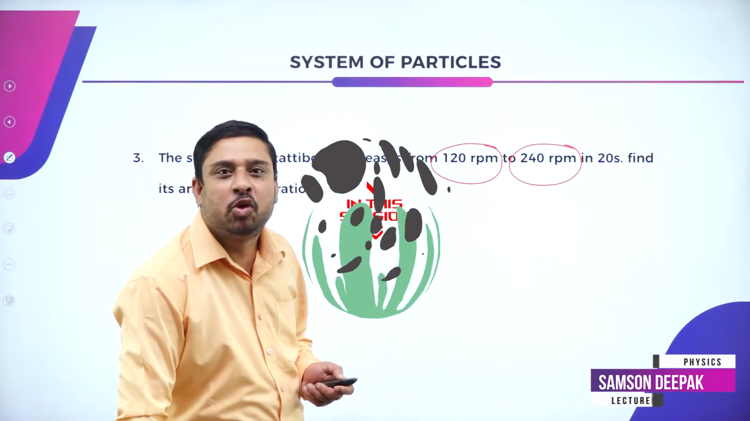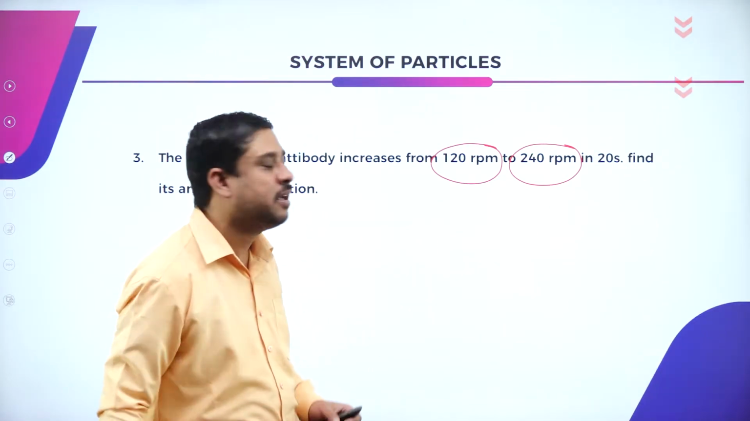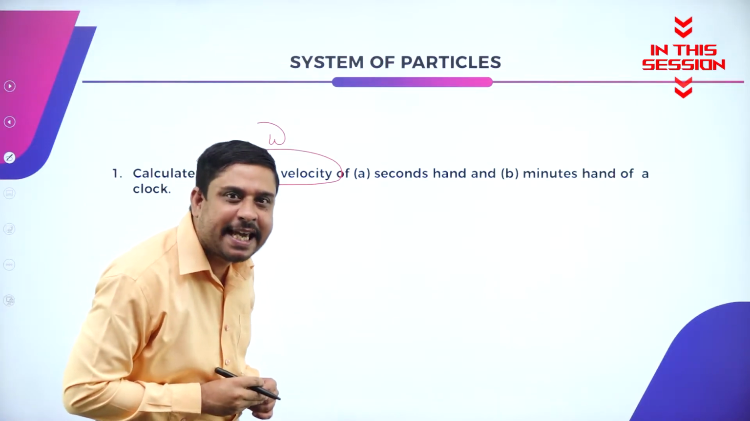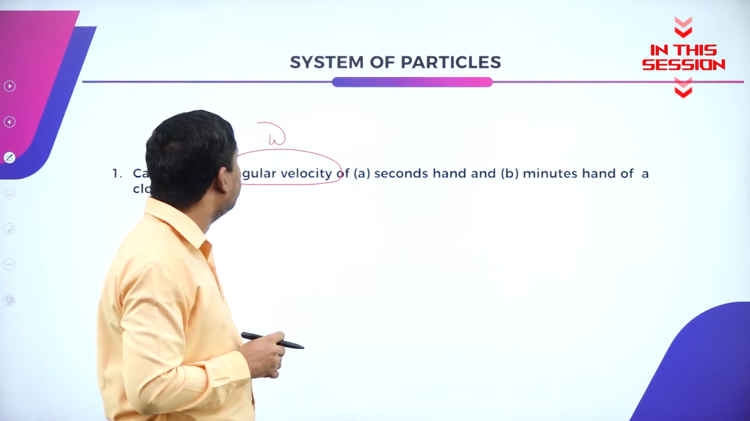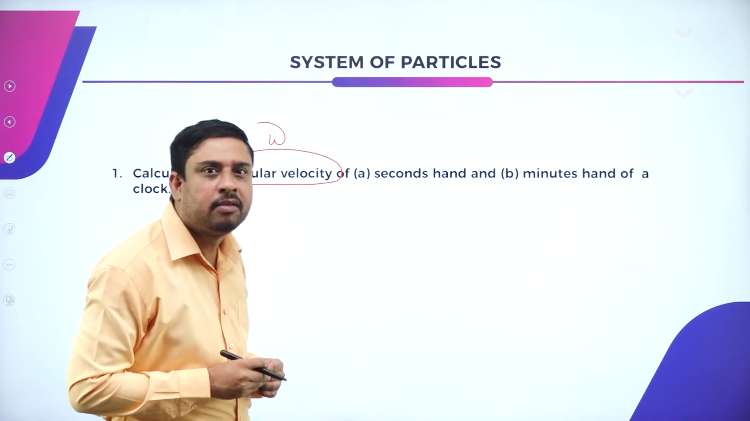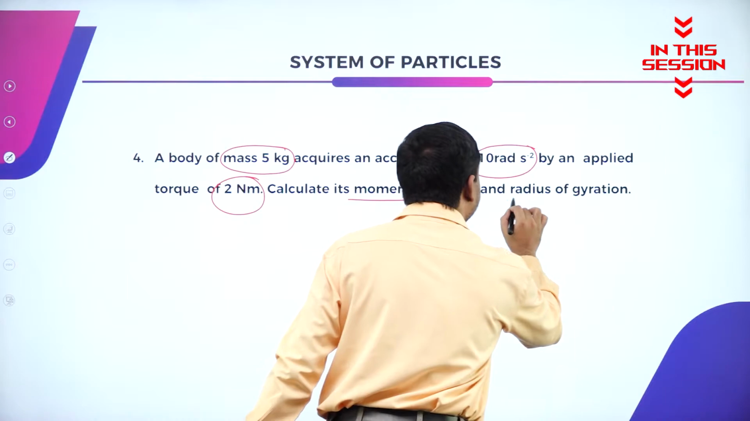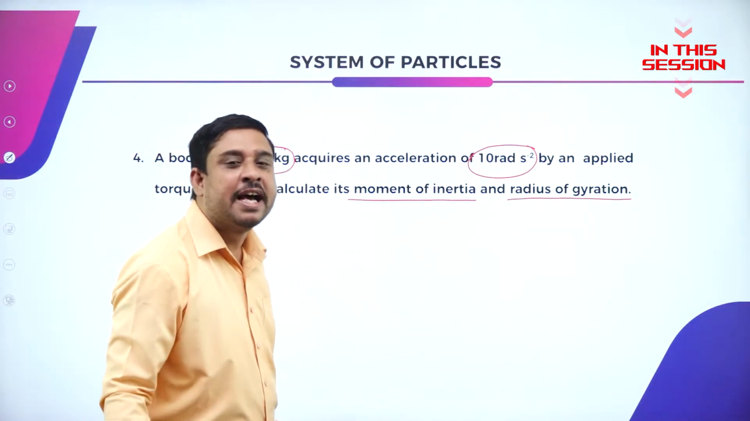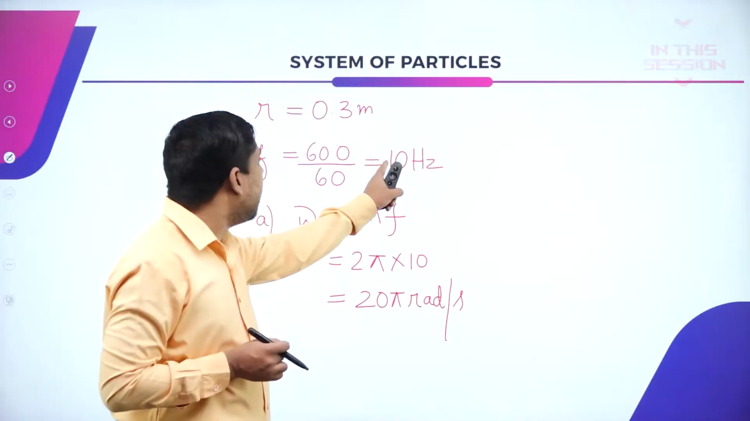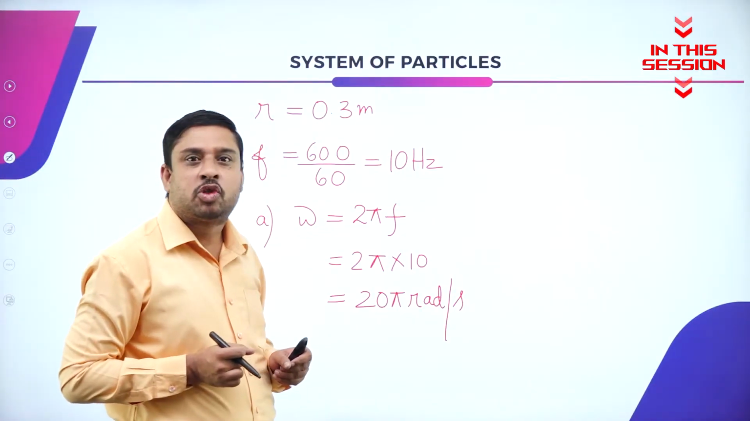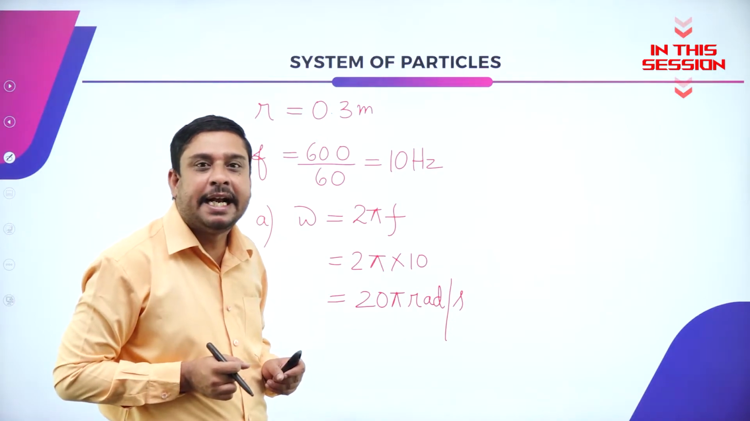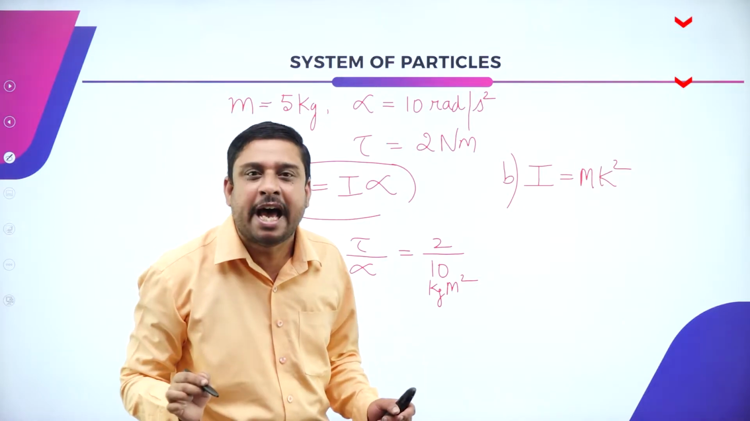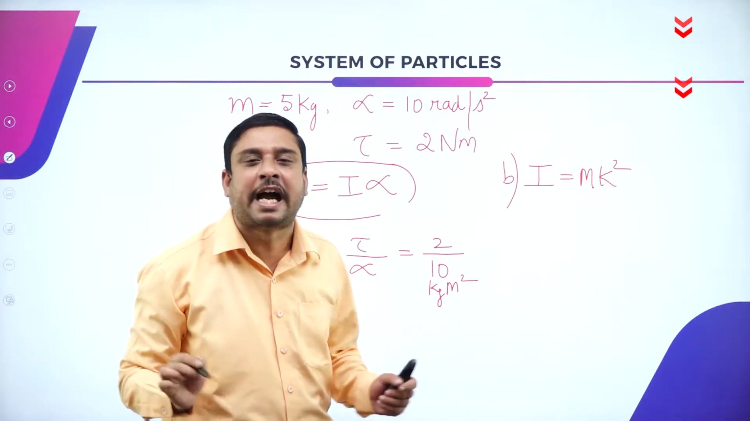What is angular acceleration? How did we represent angular velocity? Through the symbol omega. The moment of inertia and radius of gyration. F is 10, so 20 pi radian per second. I was mr square when it comes to radius of gyration.